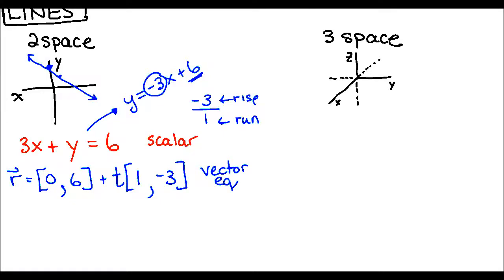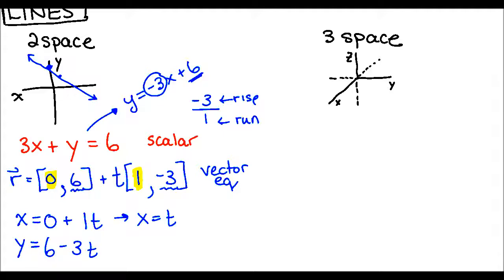So I've got a scalar equation and a vector equation. I can turn my vector equation into parametric equations by just splitting these up. x here is 0 plus 1t, or I could just write that as x equals t. I don't have to write the 0. And then y equals 6 minus 3t. Those are my parametric equations.